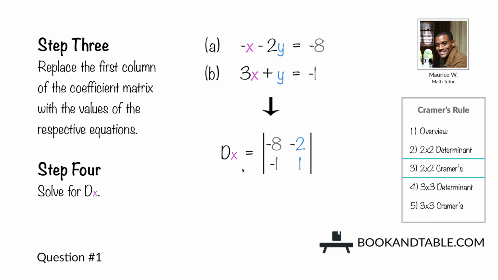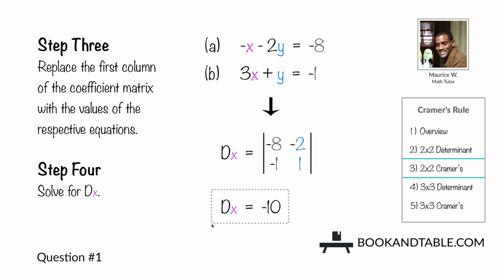And now we can solve for dx. So we first want to multiply negative 8 times 1, and then subtract the product of negative 1 times negative 2. Negative 8 times 1 is negative 8, minus negative 1 times negative 2, which is 2. Negative 8 minus 2 is equal to negative 10. So we see that dx is equal to negative 10.